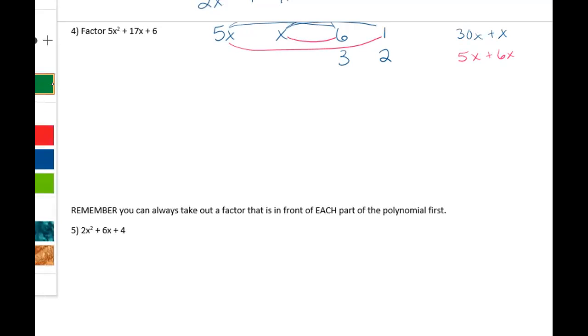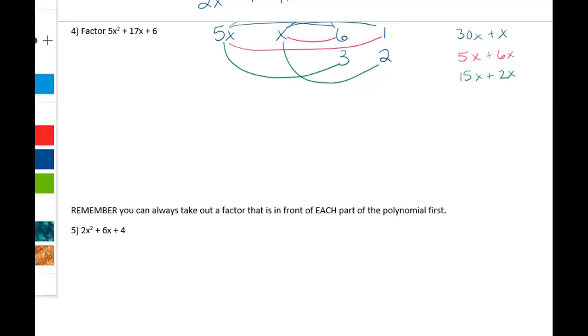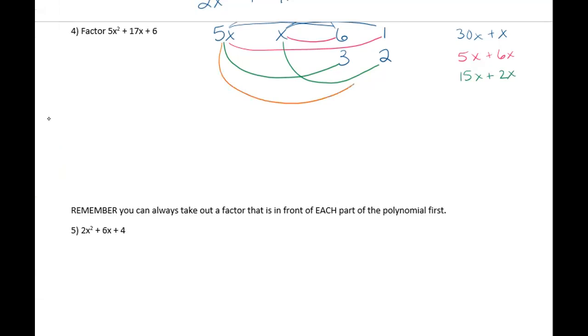Or I could do 5 times 3 and 1 times 2. So 5x times 3 is 15x, and then an x times 2. Or I have one more choice. I could do it the other way of that green one. So I could do the 5x times the 2 and the x times the 3. So 5x times 2 is 10x, and the x times 3 is 3x.